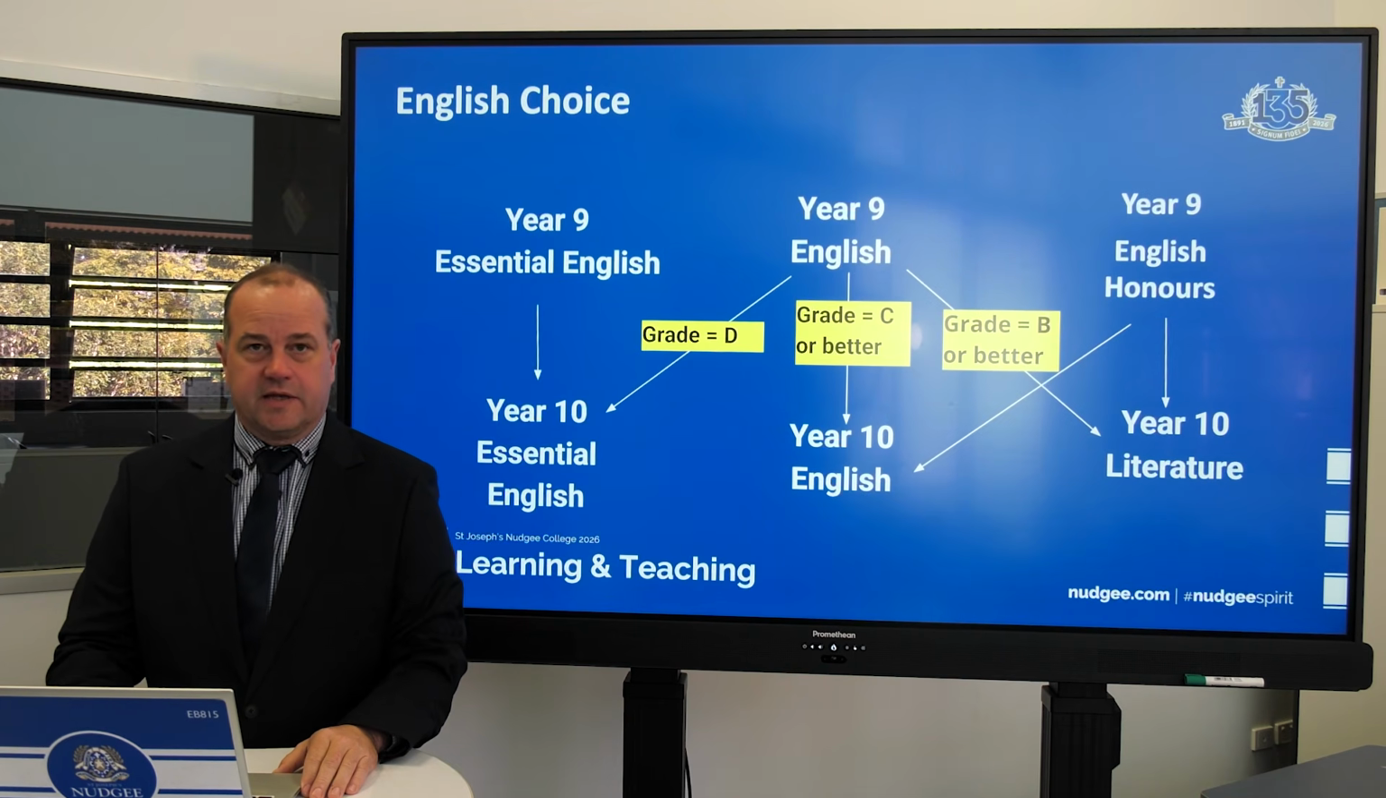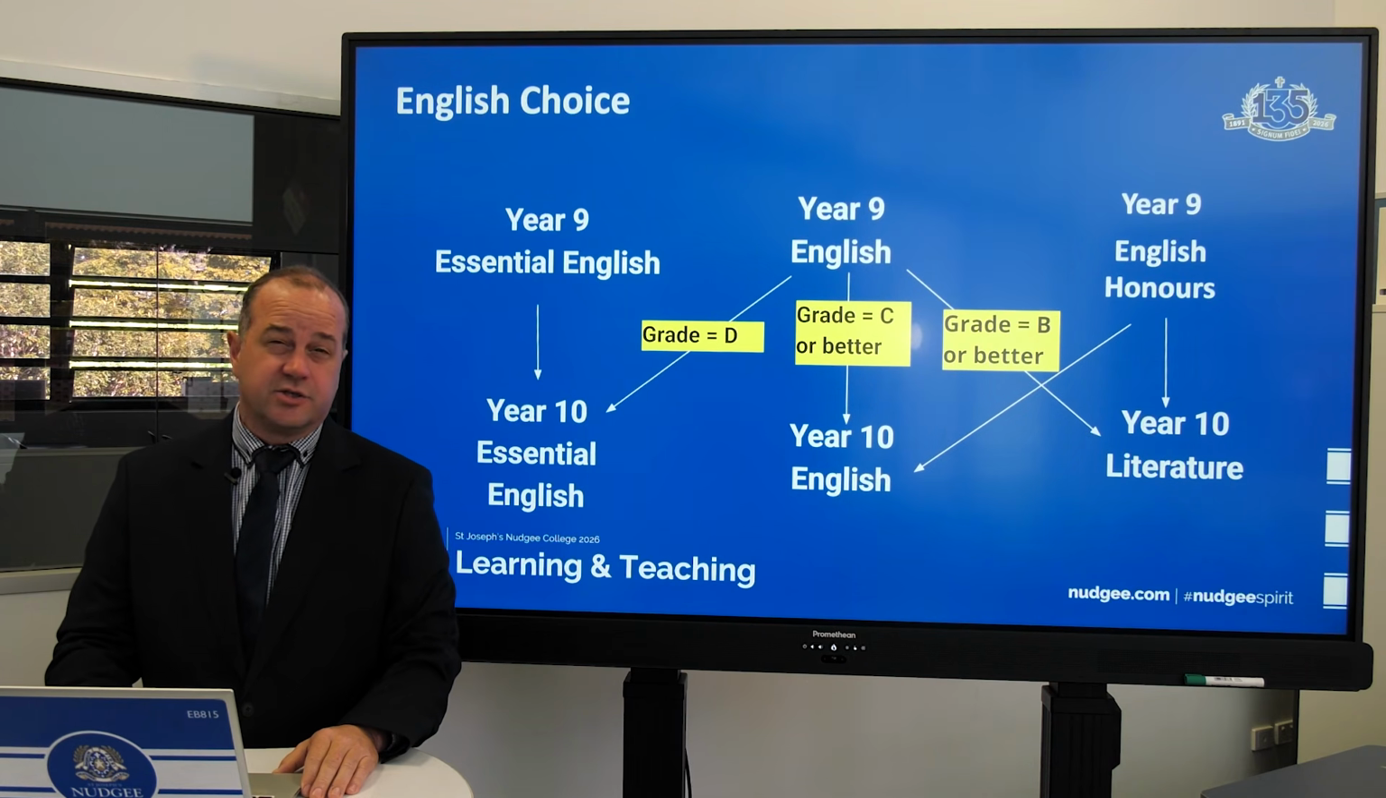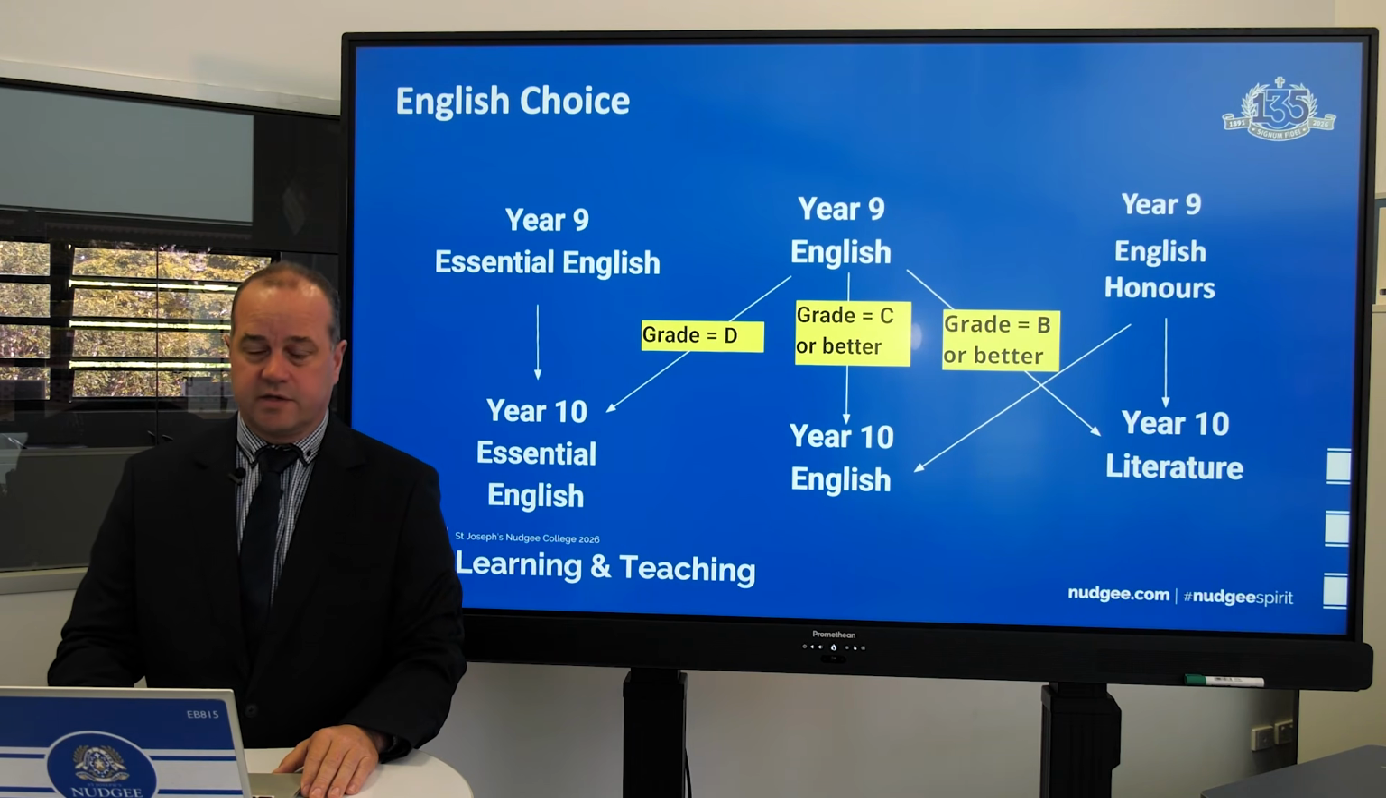If your son is currently in Year 9 Essential English, I would recommend that he really stays with that and chooses Year 10 Essential English. The level does get a lot harder as we start preparing the students for that grade 11 and 12.